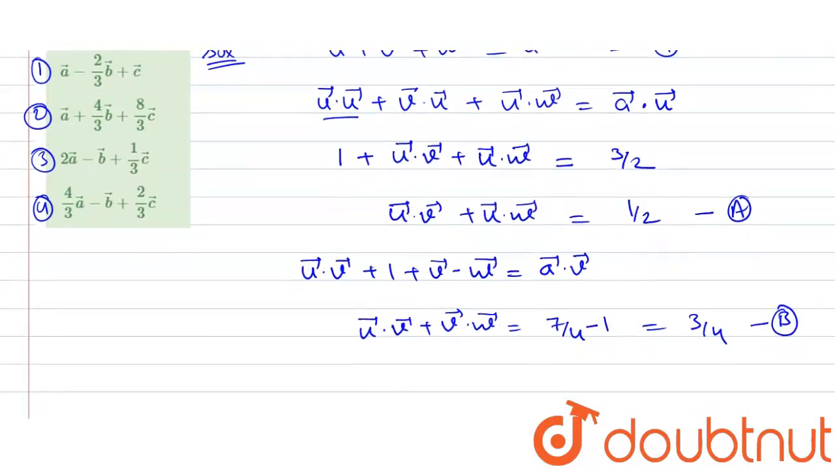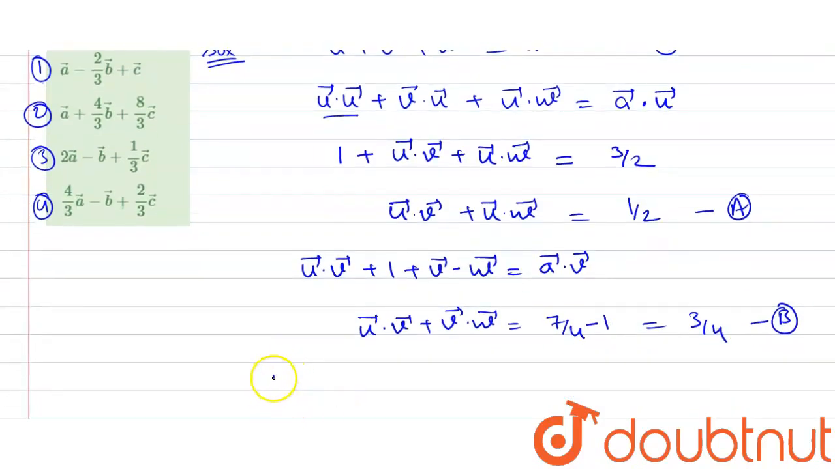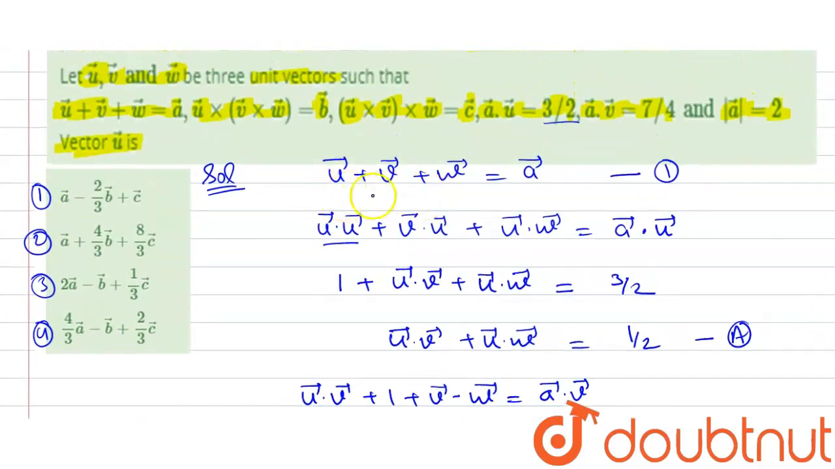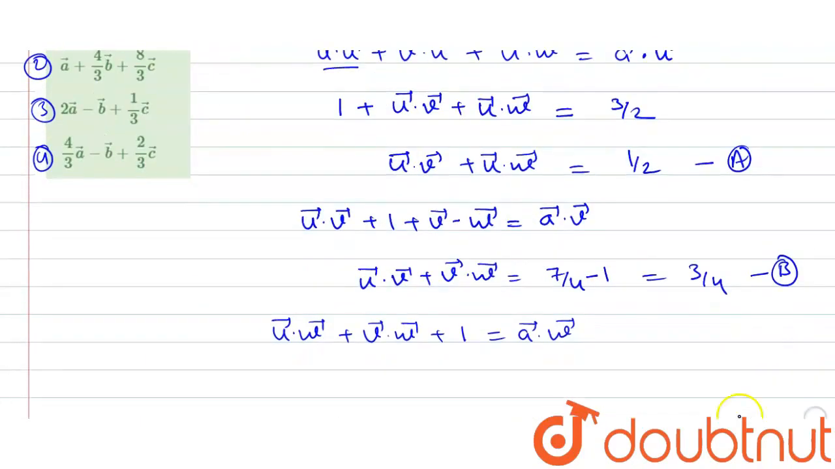Now I will take the dot product with w vector to the equation 1. So u vector dot w vector plus v vector dot w vector plus w vector dot w vector will be equal to 1 in a vector dot w vector. Now to find the value of a vector dot w vector, because it is not given in the question, again I will take the dot product with a vector in the equation 1. So I will get a vector dot u vector plus a vector dot v vector plus a vector dot w vector will be equal to a vector dot a vector.